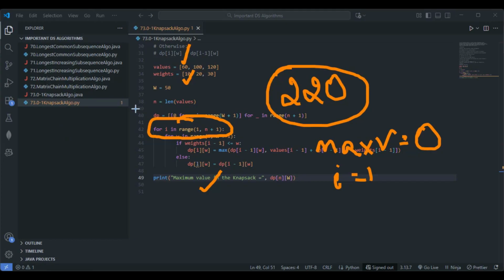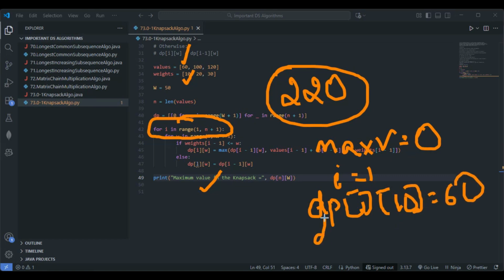Capacity is greater than or equal to 10, right? So we are considering 10 in the weights. Capacity is greater than or equal to 10 actually. Yeah, so we will be including it. So dp of 1, 10 equals 60 and dp of 1, 50 is equal to 60 as well. So this is fine.